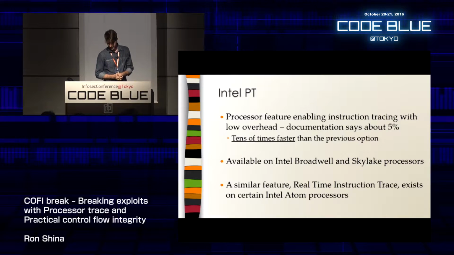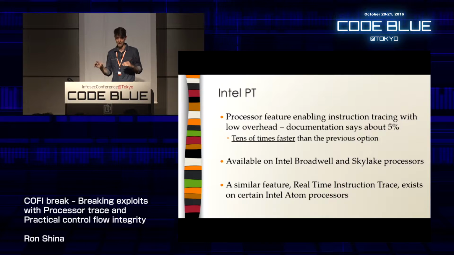So recently, Intel introduced Processor Trace, which is a feature that enables you to know exactly what the processor is doing. And it has very low overhead. The documentation says about 5%. And while processors did have such a feature before, it used to incur slowdowns of tens of times. I think the documentation said about times 30 or times 40. But now you can trace, and you can be on YouTube, and the movie will just run.